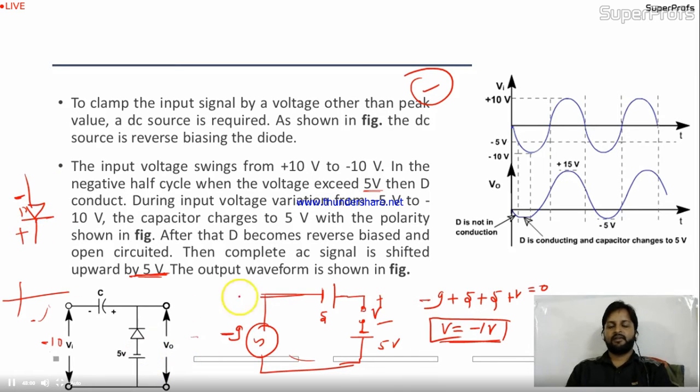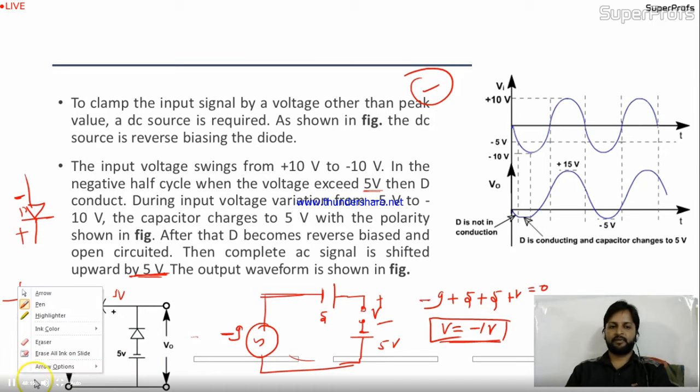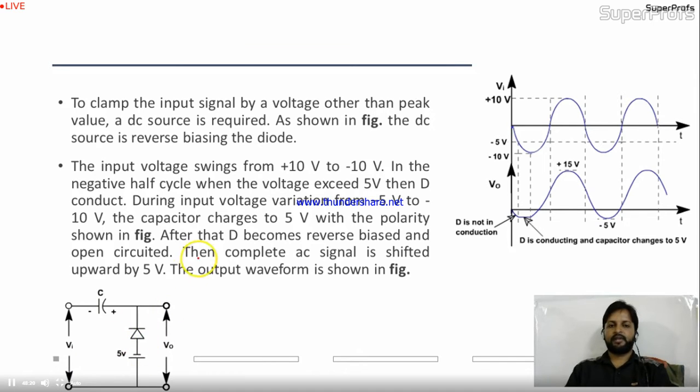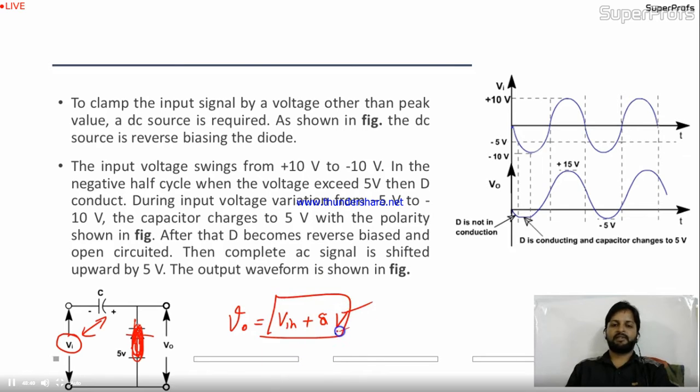So definitely when the voltage waveform decreases from -10 in the negative region, the capacitor will be fully charged at 5 volt and the diode will be immediately reverse bias. Okay. Let me clear it. So when the diode is reverse bias, this circuit will be open and now the entire V input will be aided by 5 volt. So your V0 will be V in plus 5 volt. Means your entire input stage will be shifted by 5 volt.